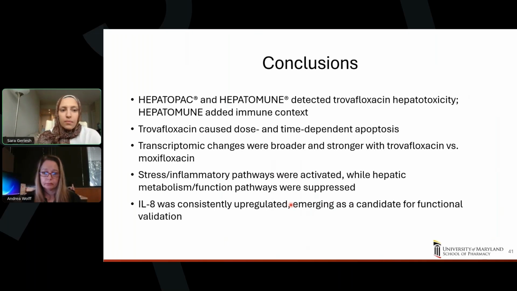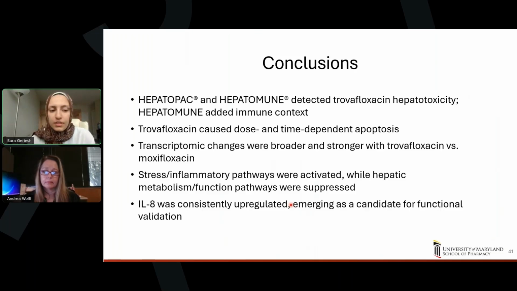So from my conclusions, HEPATOPAC and HEPATOMUNE, both of them showed trovafloxacin hepatotoxicity with an added immune function in the HEPATOMUNE model. Also, trovafloxacin caused time and dose-dependent apoptosis or activation of caspase-3/7. Finally, trovafloxacin also caused some greater changes in the gene expression of HEPATOPAC and HEPATOMUNE compared to moxifloxacin by itself. And some of the stress and inflammatory pathways were activated by trovafloxacin treatment, opposite to some of the pathways involved in metabolism and function of hepatocytes that were downregulated.